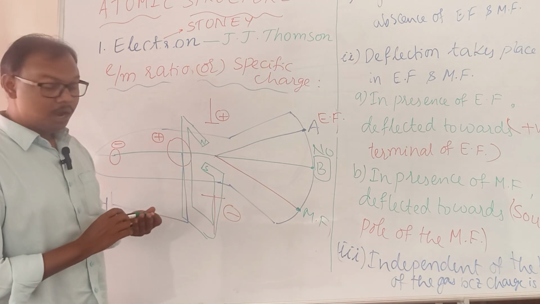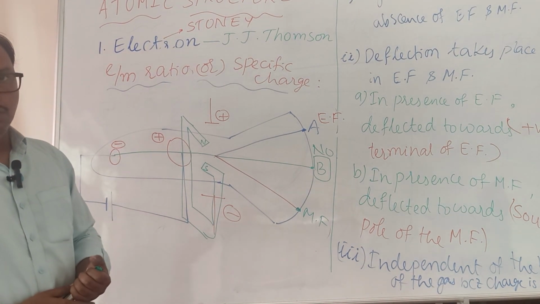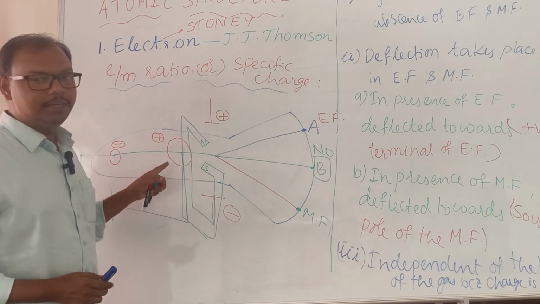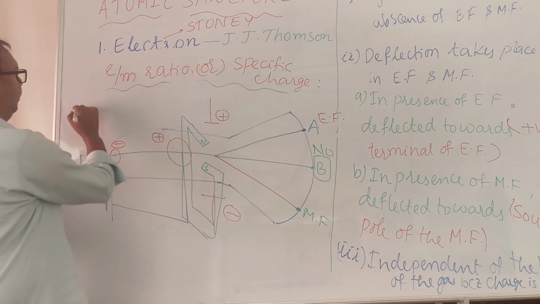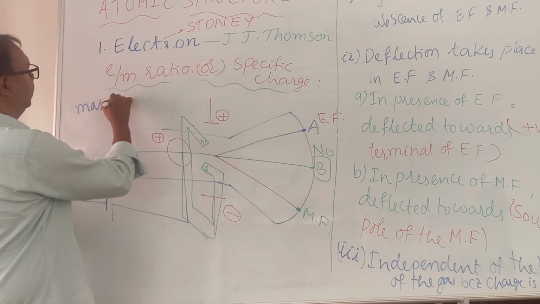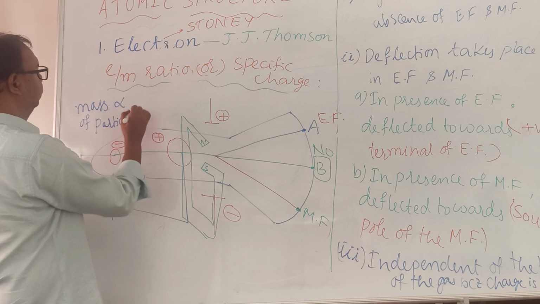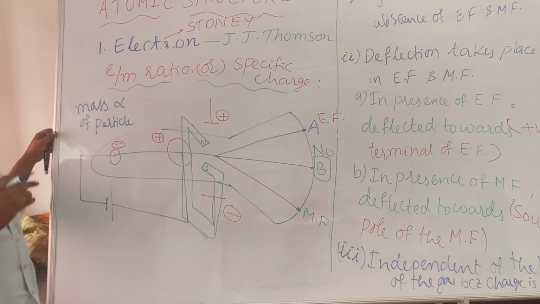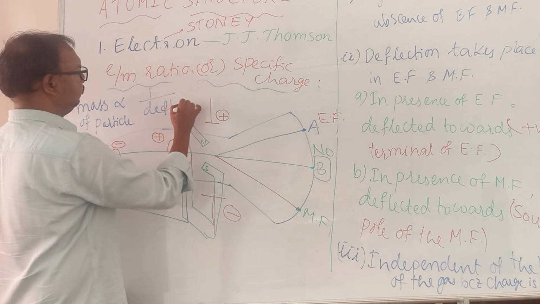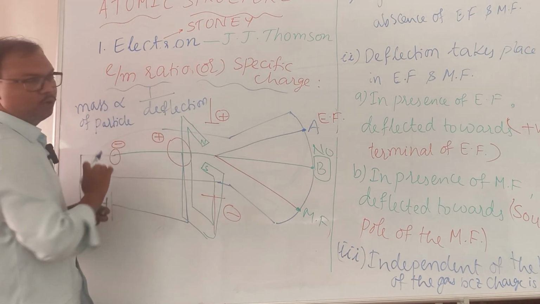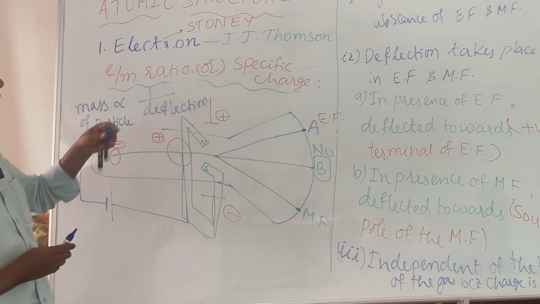By using this, he was able to determine that if the mass of the particle is light, deflection is more. Deflection is inversely proportional to the mass of the particle. The mass of the particle is inversely proportional to the extent of deflection. If the deflection is more, mass is less. You can say that, that's why deflection and mass of the particle.